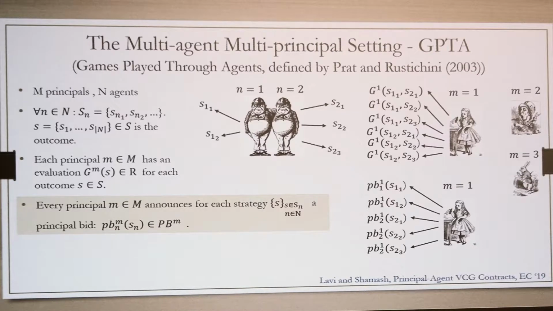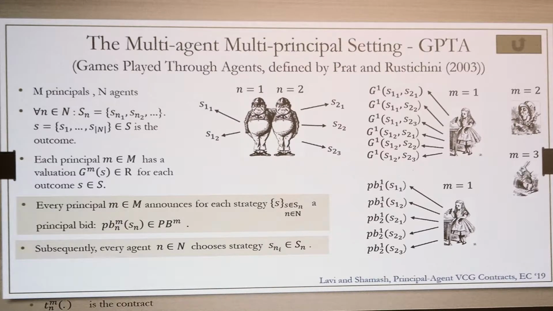Every principal will give a principal bid, PB, for each strategy. The agents see these principal bids, and they know what the contract is, and they choose the strategy accordingly. Now, in the first price contract, at this stage, the principals pay the agents a transfer according to the contract and the principal bid that they set. So in the first price contract, principal M would pay agent N for choosing strategy s_n the bid that she actually offered.